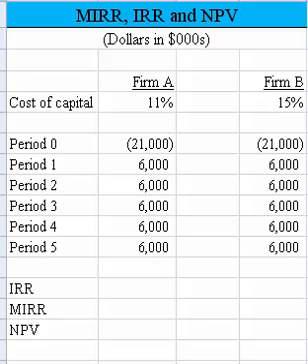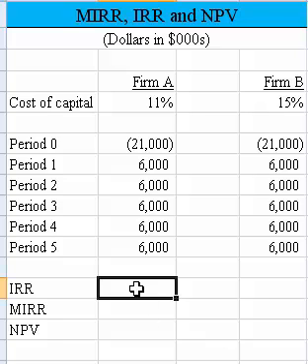Here's a real quick example of modified internal rate of return and net present value. If you take a look at this, we have two firms, both with exactly the same cash flows. See, $21 in thousands. So 21 million is required as the initial investment today, and then we've got a steady stream of cash flows of $6 million per year for 5 years.